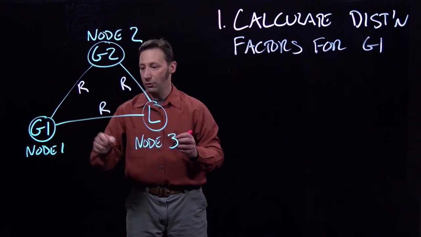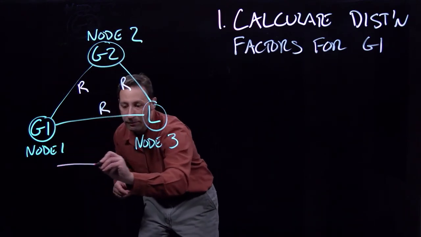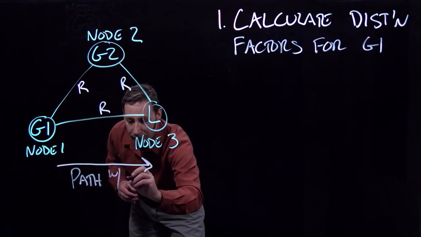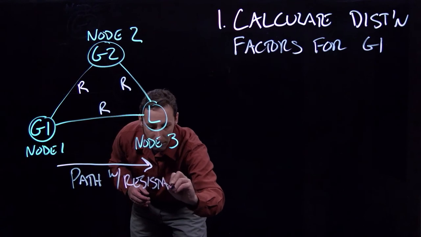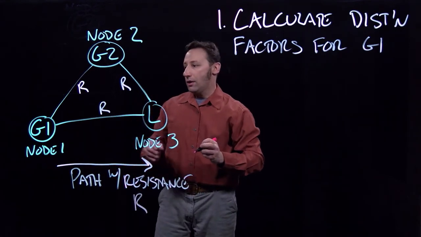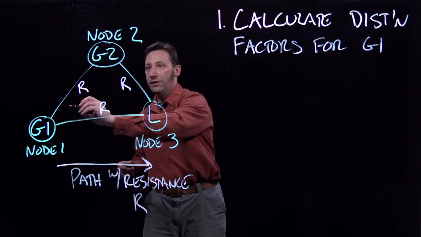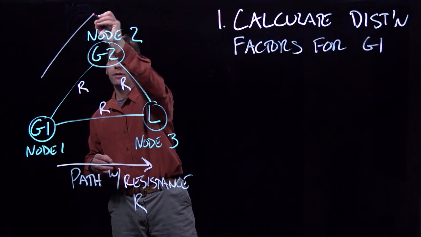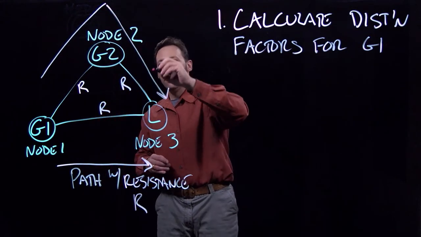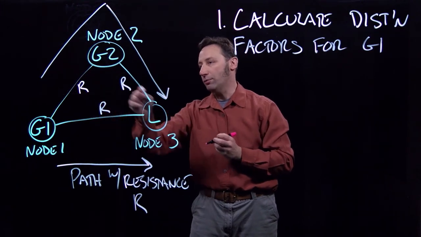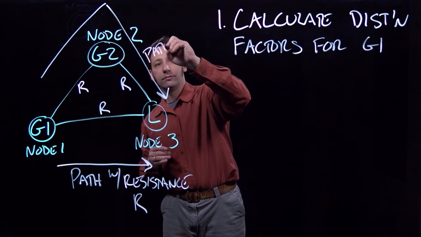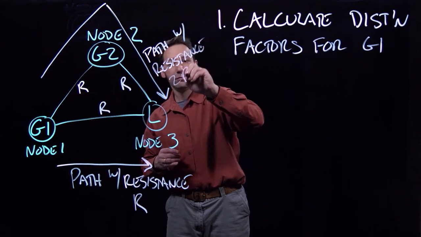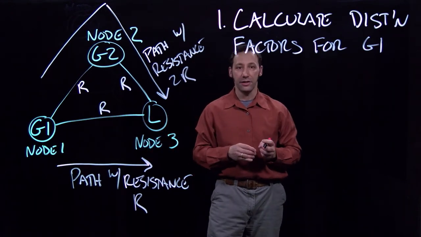Some of the power injected at node 1 is going to go straight from node 1 to node 3. This is a path with resistance R. The rest of the power injected by G1 is going to go from node 1 to node 2, and then through node 2 all the way to node 3. So the second path is going to have a total resistance of 2R, R plus R. We can use these resistances to calculate the distribution factors.